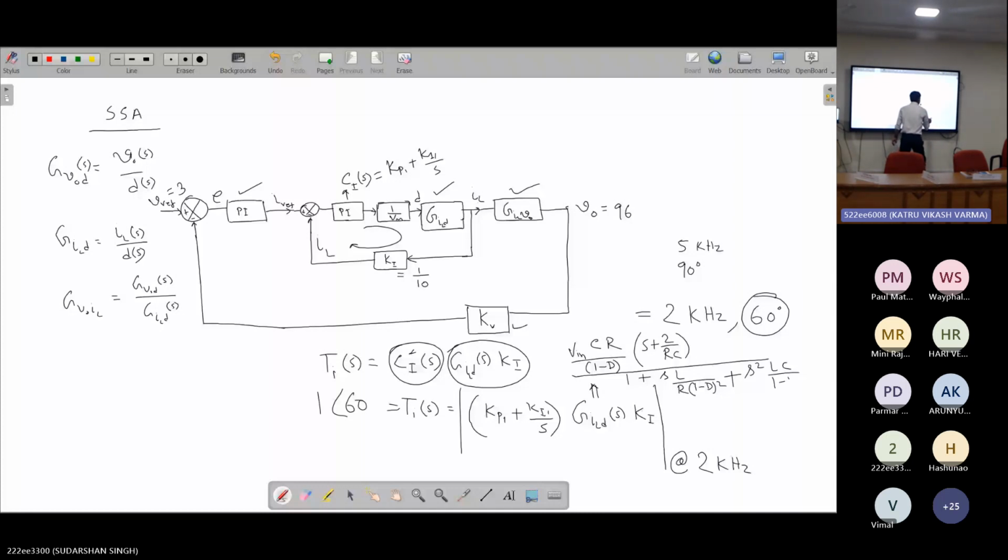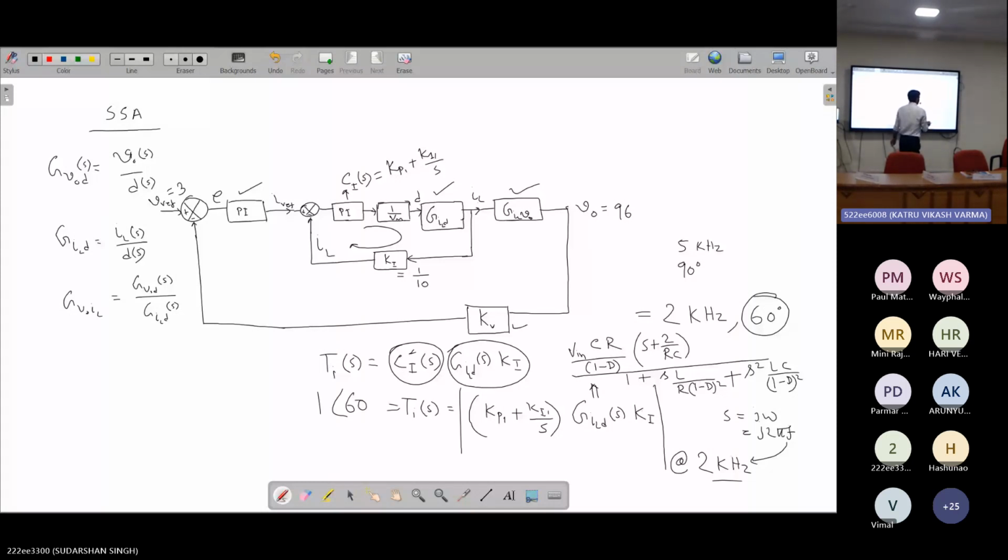So now I want to evaluate at 2 kilohertz. That means S I have to replace with j omega, where omega is equal to 2 pi f, and this f is 2 kilohertz. I can evaluate this whole function at 2 kilohertz, where all the parameters are known, because you know V_in, you know C, you know R, you know D, everything is known.